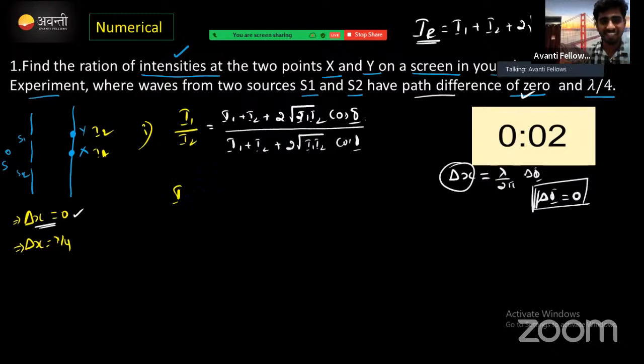Okay, then I1 will be equal to, now coming to the point, when path difference will be 0, first you need to put here the value of I1. Next point will be when path difference is lambda by 4. At that time we need to calculate the phase difference value. Lambda, sorry, by 2 pi.